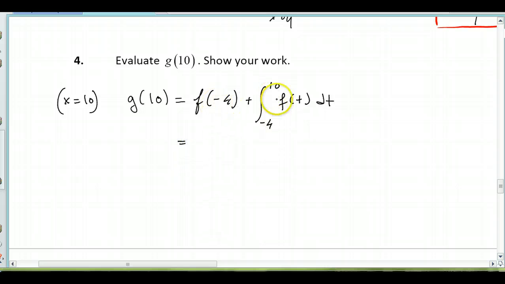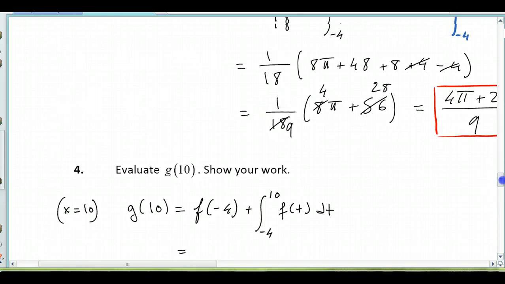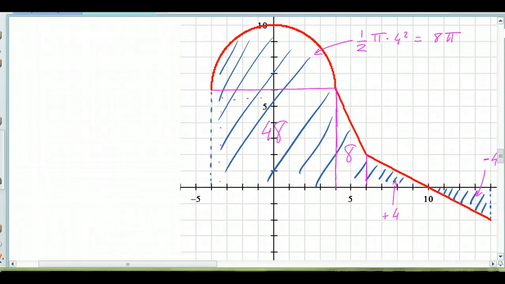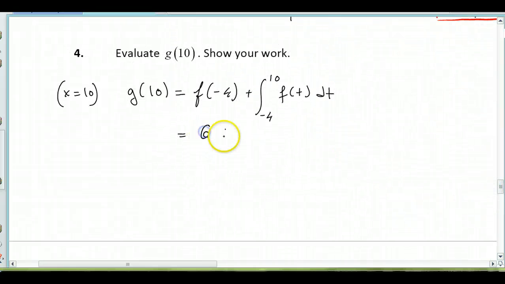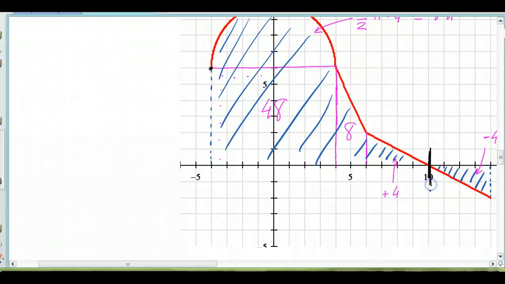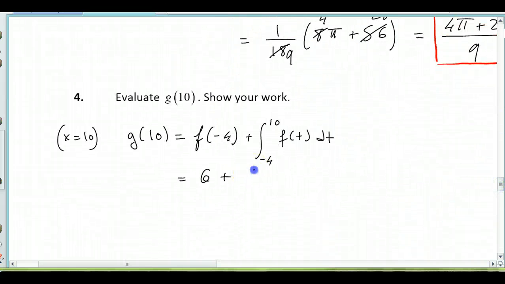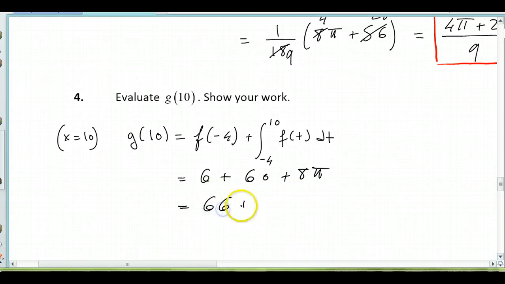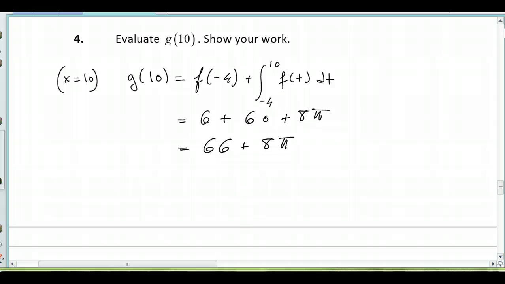Okay, so we need two things, f of -4 and this integral, again via areas. f of -4 is right here, the value is 6, plus what's the area right here? The area going to 10 right there. So 4 and 8, 12, 12 and 48, 60, 60 plus 8 pi, so it is 66 plus 8 pi. Okay, I'm going to need another video to finish this, so I'll just start another video.